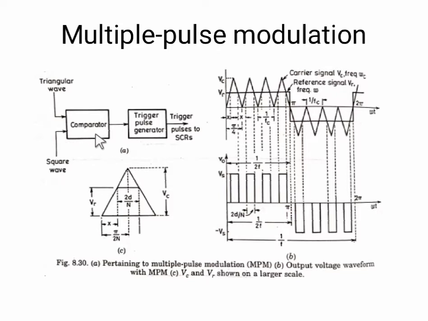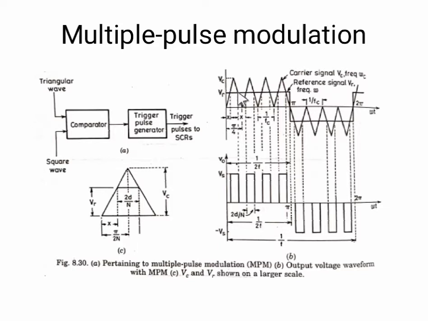So the comparator output generates the pulses by comparing the two signals. From the figure we can say that if the magnitude of the triangle is higher than the reference signal, the output of the comparator is high. If this is the reference signal and this is the triangular wave, the magnitude of the triangular wave is increasing. When it reaches this point, the output of the comparator becomes high.